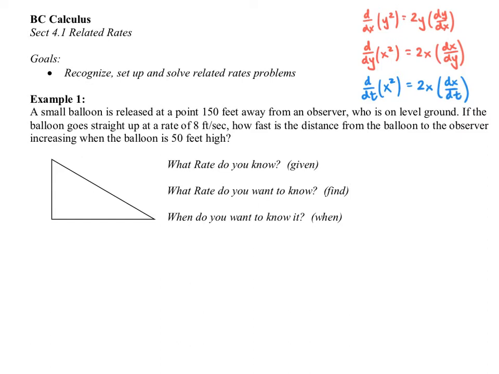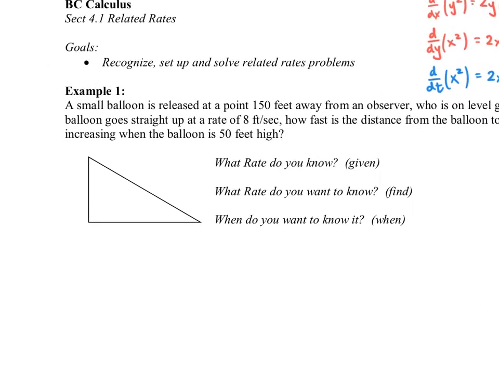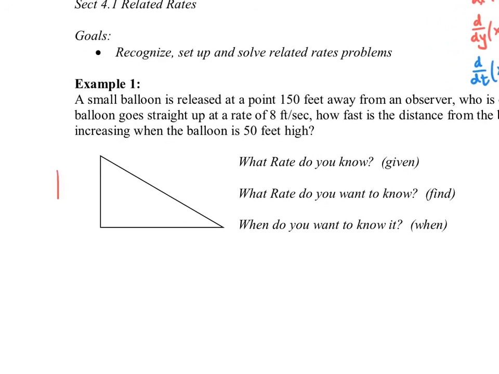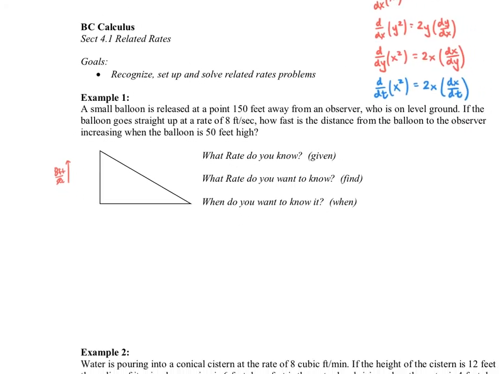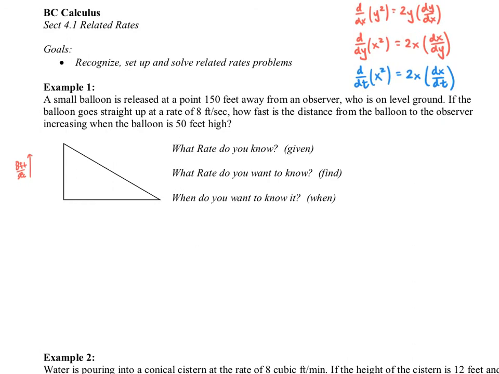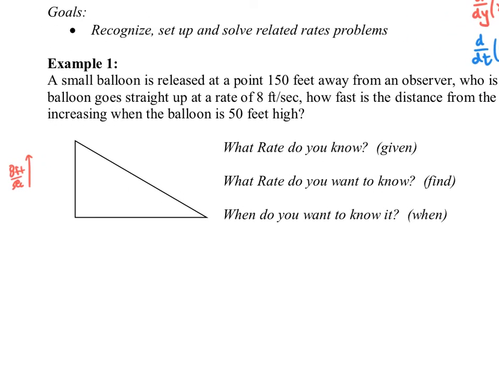So in this first example, we have a small balloon that rises 150 feet from an observer, and we're assuming that where the balloon is let go and where the observer is on level ground. We're also assuming the balloon goes up straight at a rate of 8 feet per second. So that's going to obviously be an important rate that we're going to talk about here. And we're looking for how fast the distance from the balloon to the observer is increasing when the balloon is 50 feet high. So let's fill in a couple more things here.